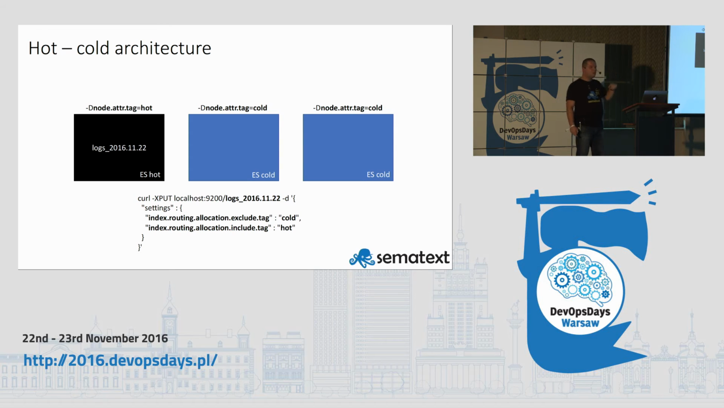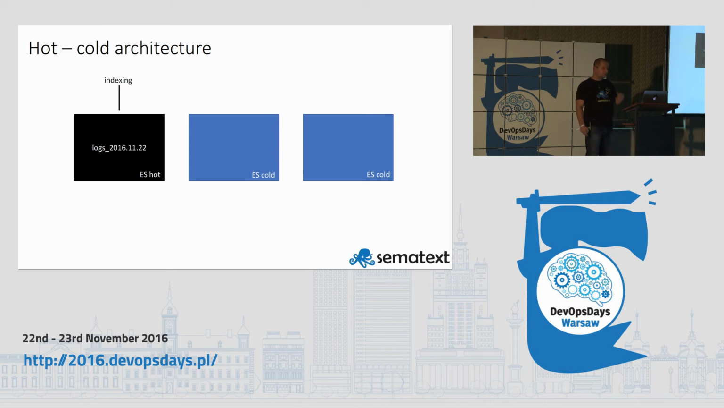Then we index the data. When the day comes to an end, I'm showing that on daily indices, but the same thing is true about size-based, it's just easier to explain on daily indices. So we create a new index, and we start indexing to that new index. For example, we have a Logstash configured to index that, or any log shipper.